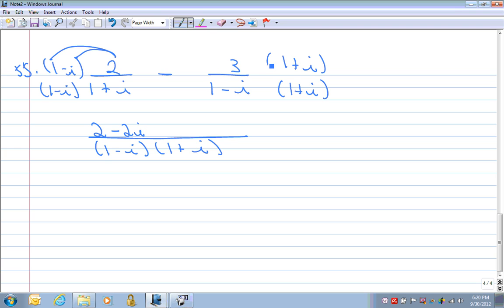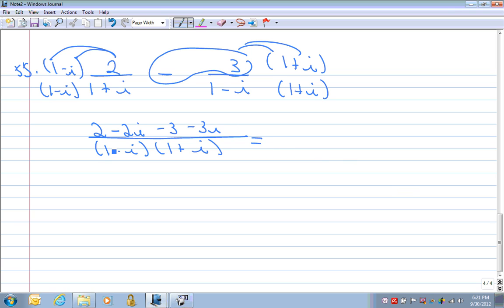And then here you can distribute the 3, and then distribute the negative, or you can pick up this negative with the 3, which is what I'd like to do. So negative 3 times 1 is negative 3, and negative 3 times i is negative 3i. Let's move on and simplify.